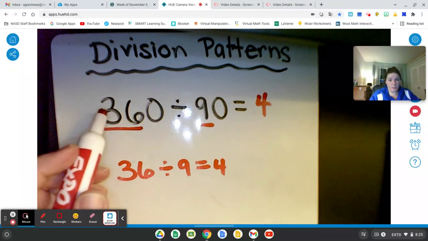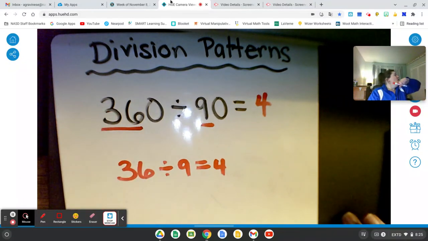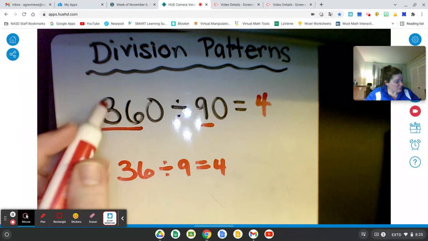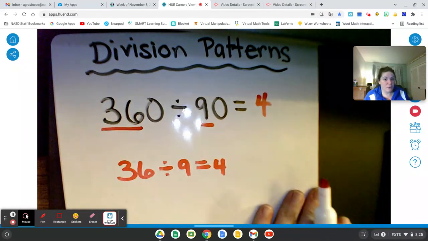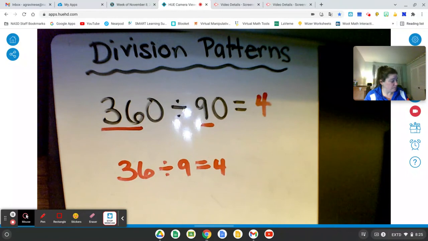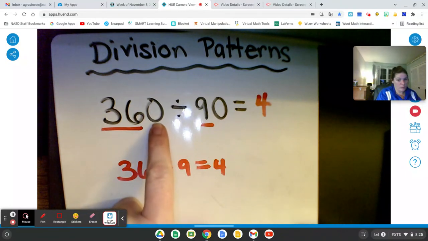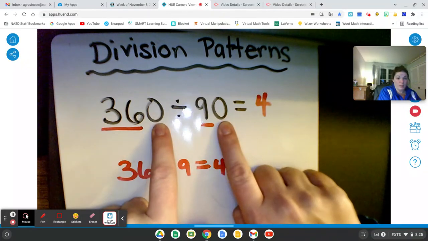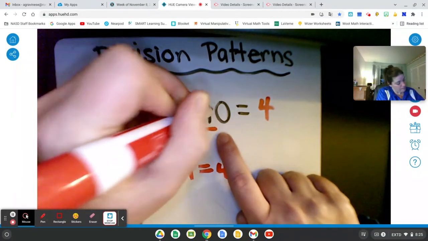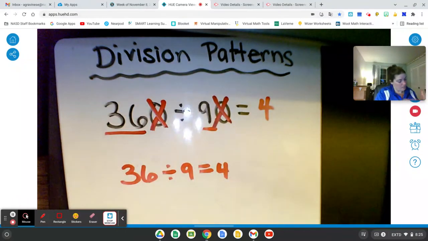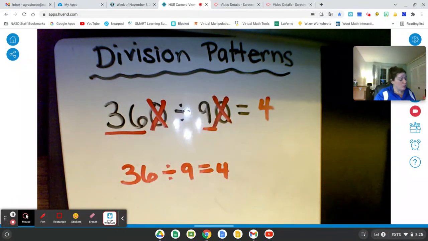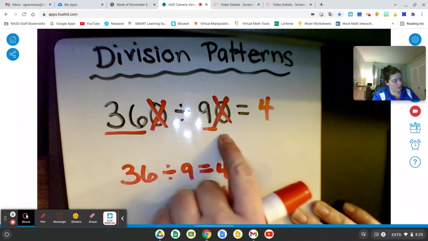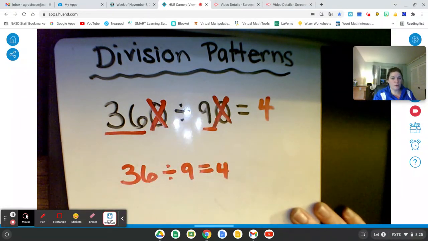So 360... pardon me. Thank you, if you just said bless you. So 36 divided by 9 is 4. So now let's check in with these zeros. All right, let's see. I have a 0 in my dividend, and I have a 0 in my divisor. They can pair up and cancel out. And that's it. I don't have any other zeros left. So 360 divided by 90 just equals 4.